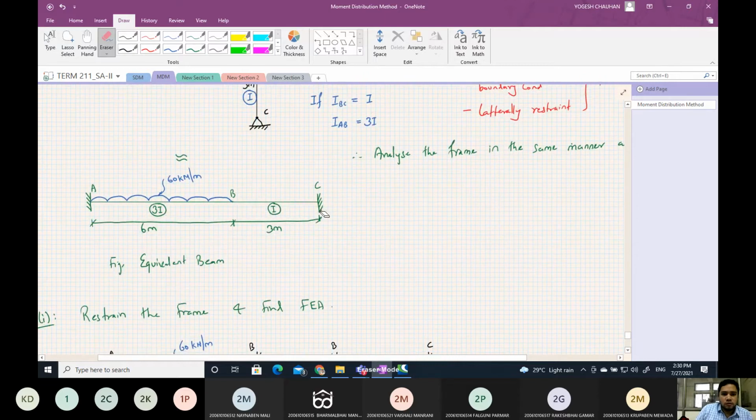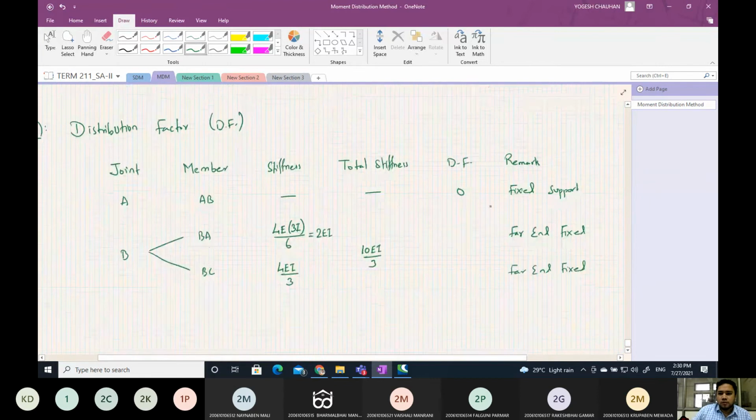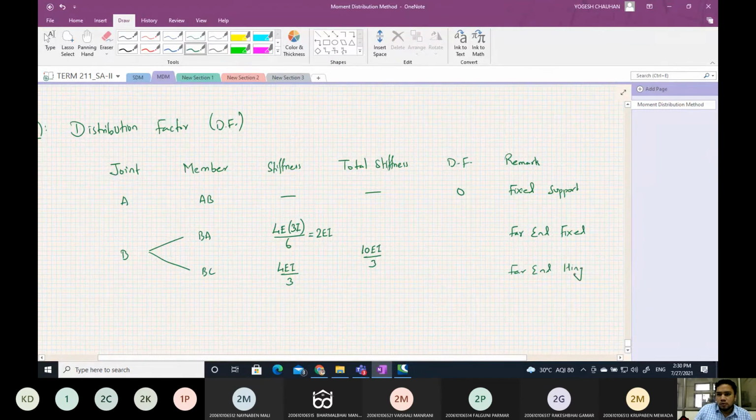So here we have a hinge support. So here far end is hinge, so we will be using 3EI by L. So the total, this will be EI, total will be 3EI, so this will be 2 by 3 of EI, and this will be 1/3 of EI, means it will be 2/3 and it will be 1/3.